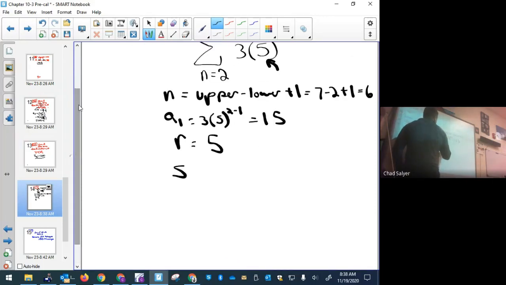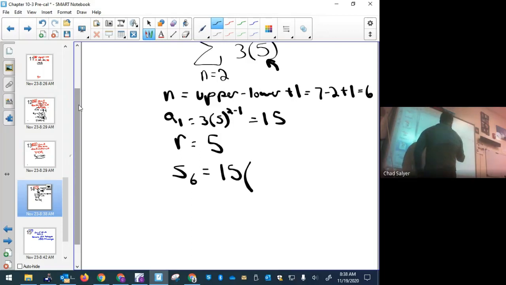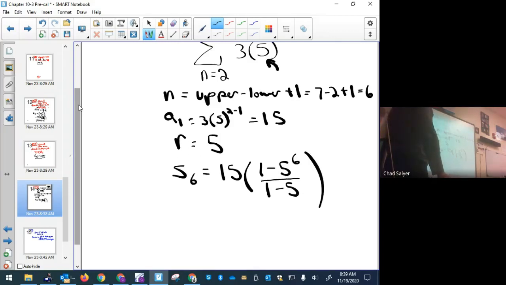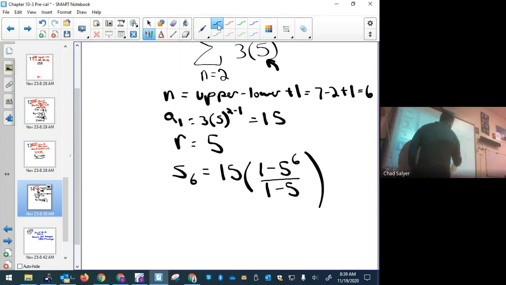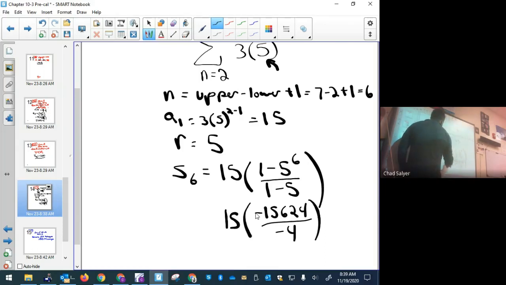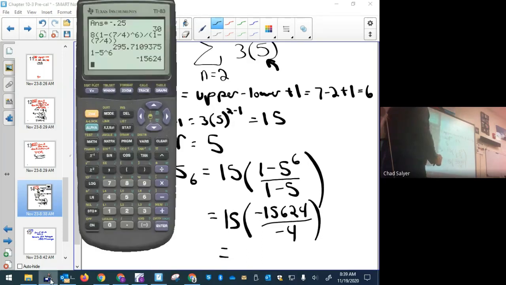So S sub 6 is going to be a sub 1 times 1 minus r to the 6th power over 1 minus r. And if it helps you with the calculator, you can do the numerator and denominator separately. So negative 15624. That would be a good way to check yourself.